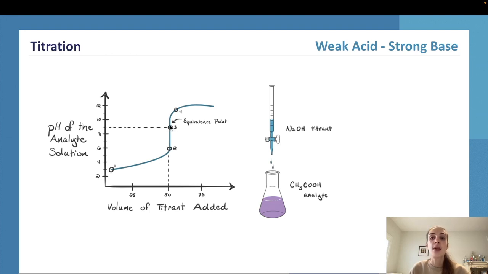So we say that with weak acids and strong bases, the pH of the equivalence point and endpoint should be greater than 7. And this is because the concentration of hydroxide ions will be greater than the concentration of hydrogen ions, because we assume that the weak acid does not dissociate to a very large extent.